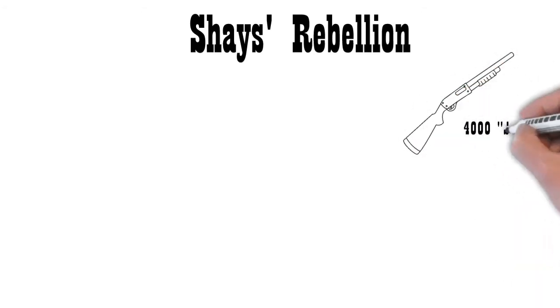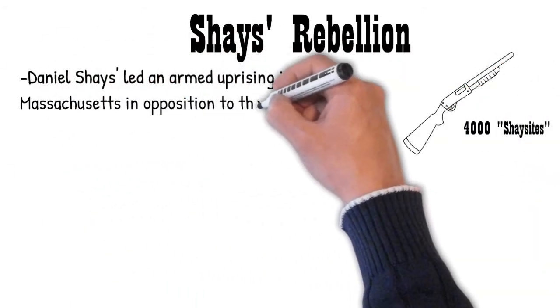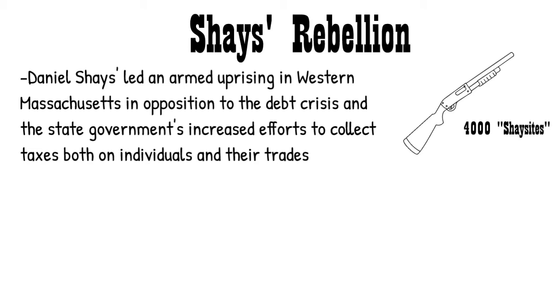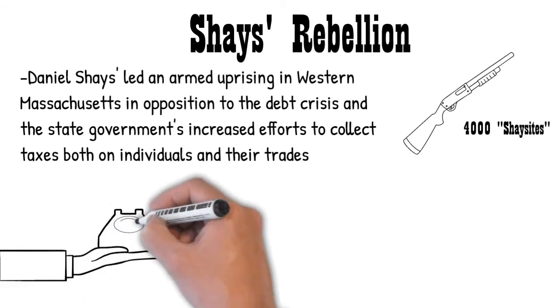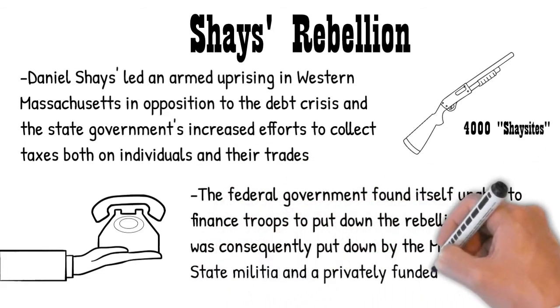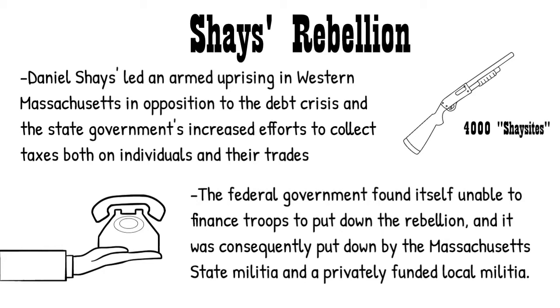Daniel Shays is an American Revolutionary War veteran who is going to put together a rebelling force of 4,000 farmers from Western Massachusetts. They called them Shayites. And they're going to try to overthrow the Massachusetts state government because of this debt crisis. The state government's going to call the federal government and say, hey, we need help. Send the army. The problem was the Articles of Confederation did not give the federal government the power to tax. And if they didn't have the power to tax, they don't have the power to finance an army. So Massachusetts ended up on their own, and they're actually going to hire a private army to come in and put down this rebellion.